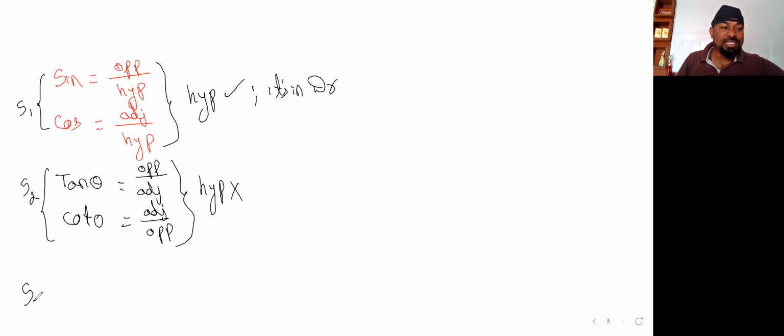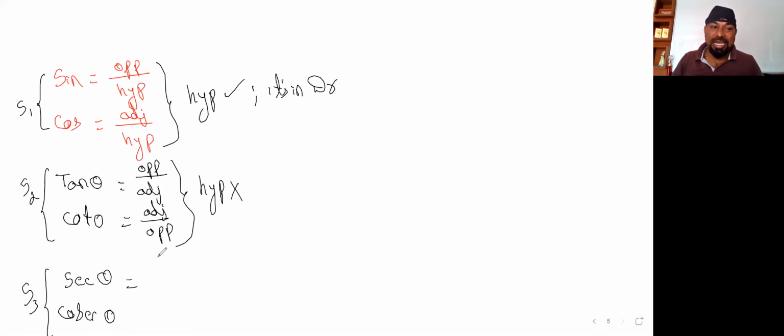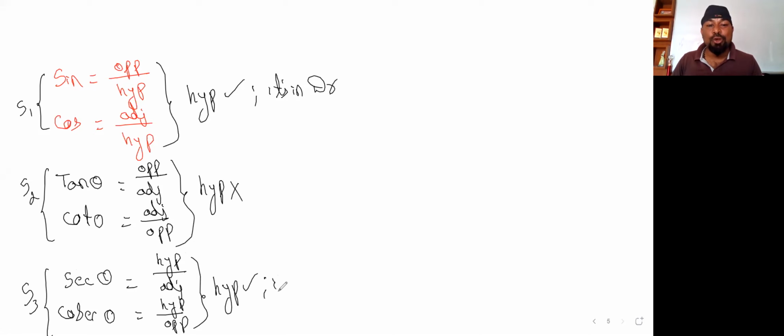Right, now let's go for set 3. What is that one? Sec theta and cosec theta. If you check, sec theta is nothing but hypotenuse by adjacent, and cosec theta is nothing but hypotenuse by opposite. Here hypotenuse is present, but it's in the numerator. You have to check it out and remember. So totally how many trig ratios?